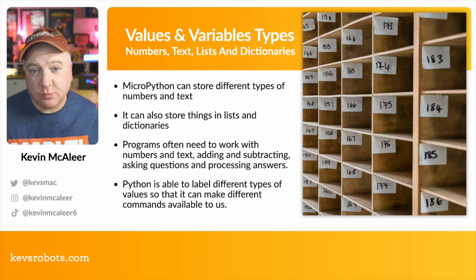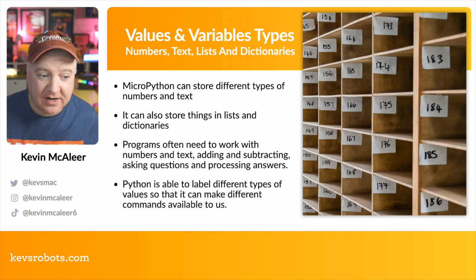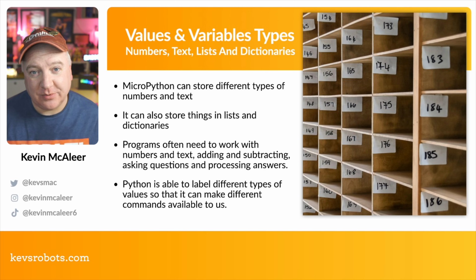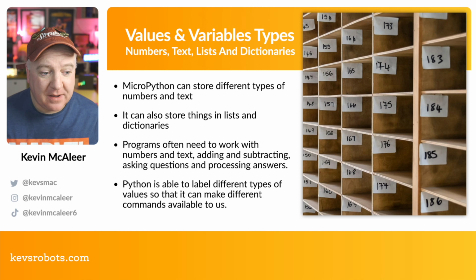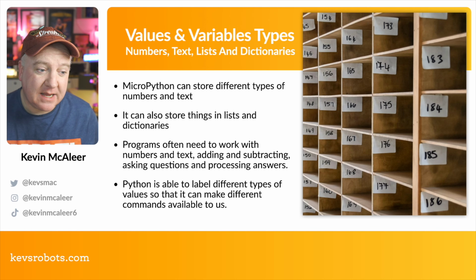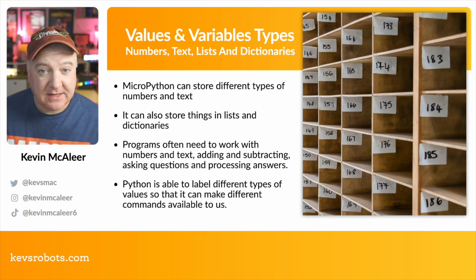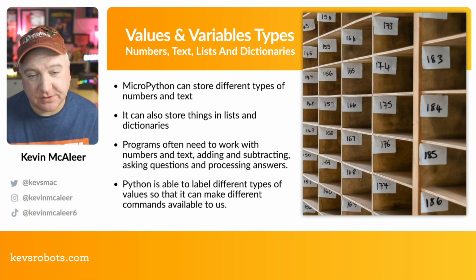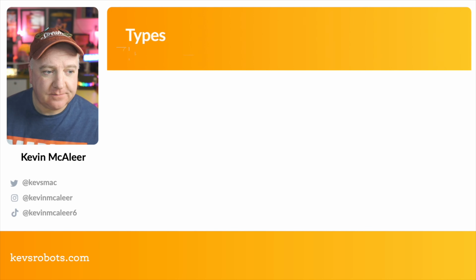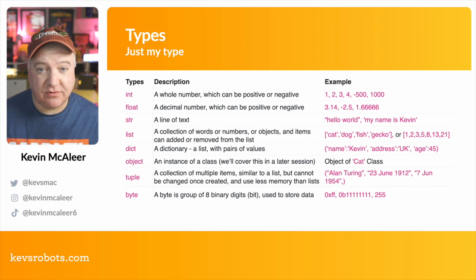And programs often need to work with numbers and text, adding and subtracting, asking questions and processing answers. So Python is going to really help us do that kind of stuff very easily. Python is also able to label those different types of variables and values to make different kinds of commands available to us. And we'll have a look at what those are shortly. So let's have a look at different types of data in MicroPython.